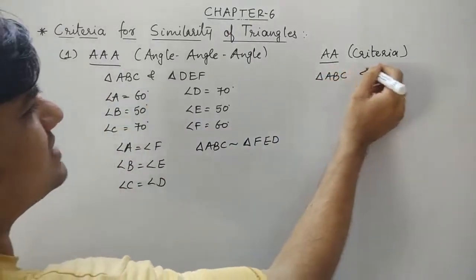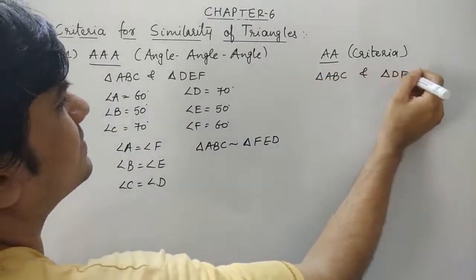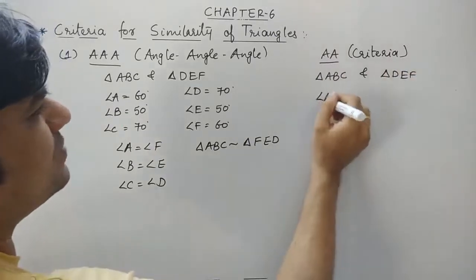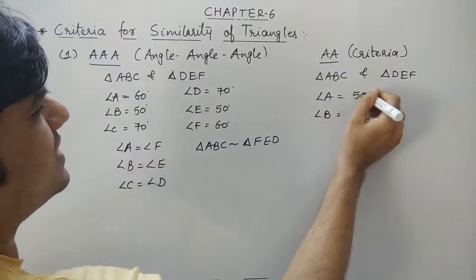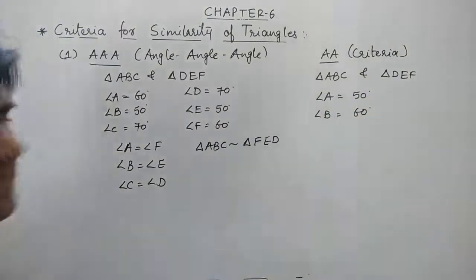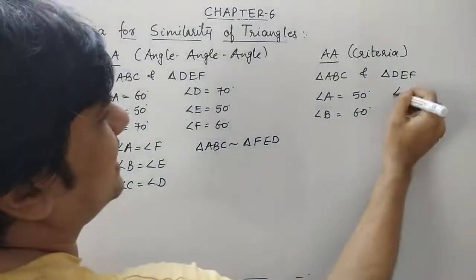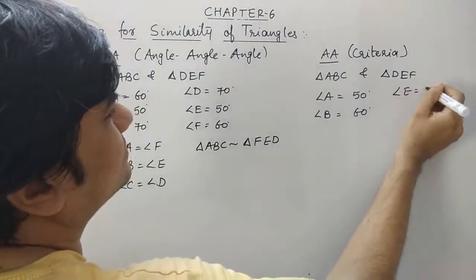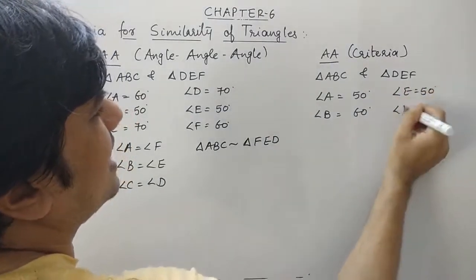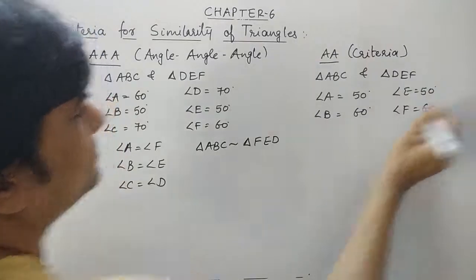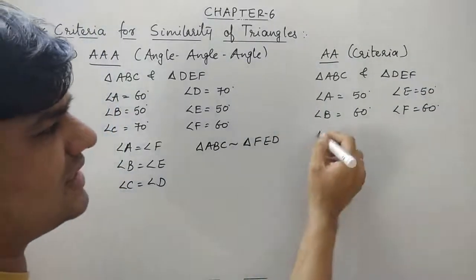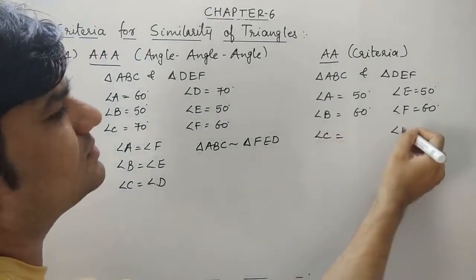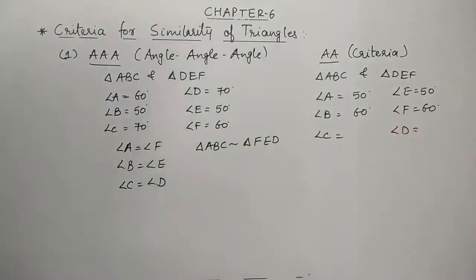For triangle ABC and triangle DEF, if we have the measure of two angles, that is A and B, one is 50 and another is 60. And suppose angle A is equal to angle E and angle F is equal to angle B. Now we can say that the third angle is automatically congruent.